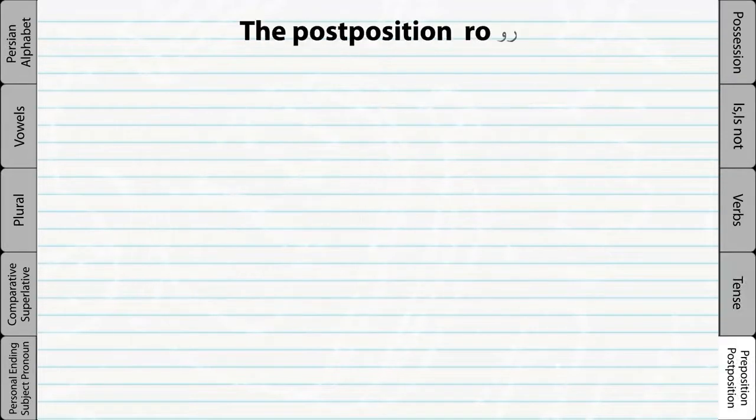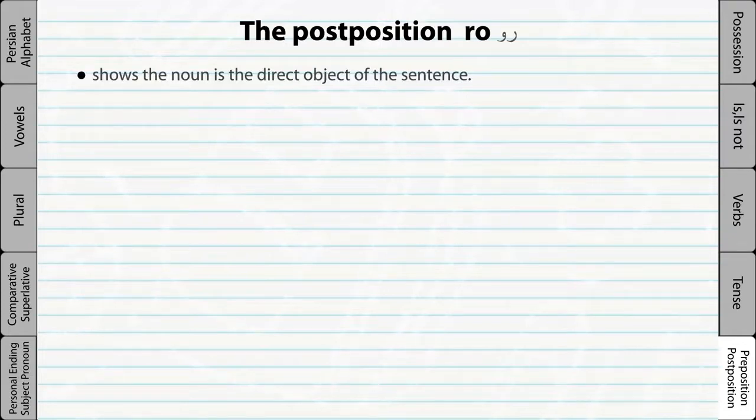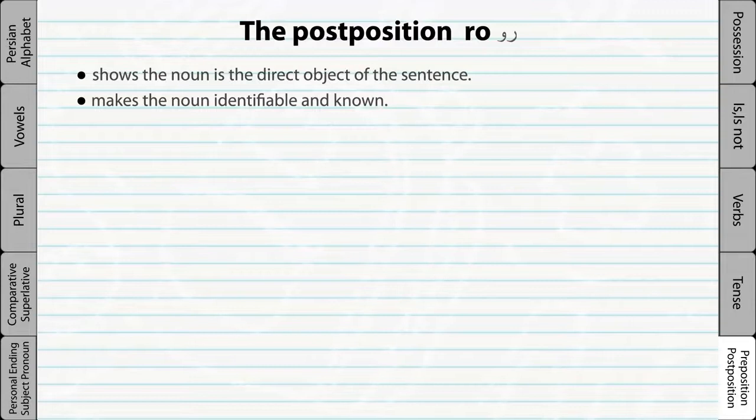When you learn Persian, one word you might see very often is the postposition ro. The postposition ro has two functions. One, it shows that the noun is a direct object of the sentence, and second, it makes the noun identifiable and known, just like the English definite article the.